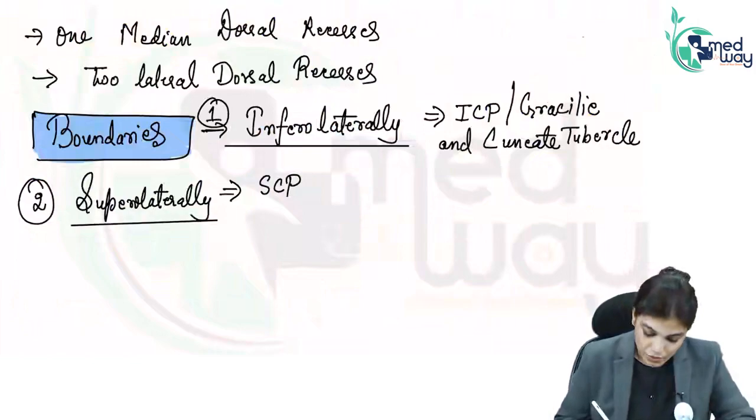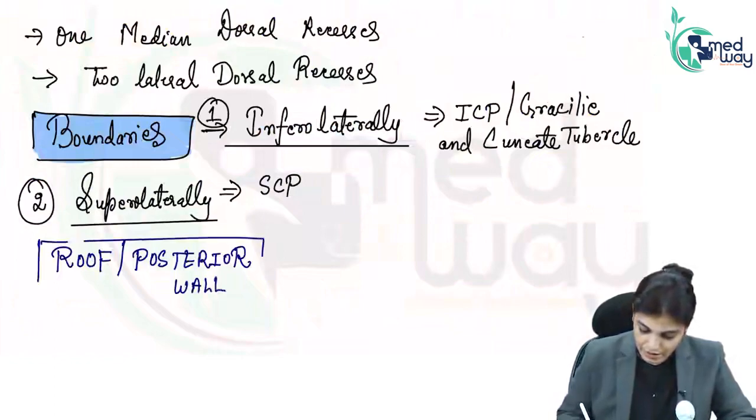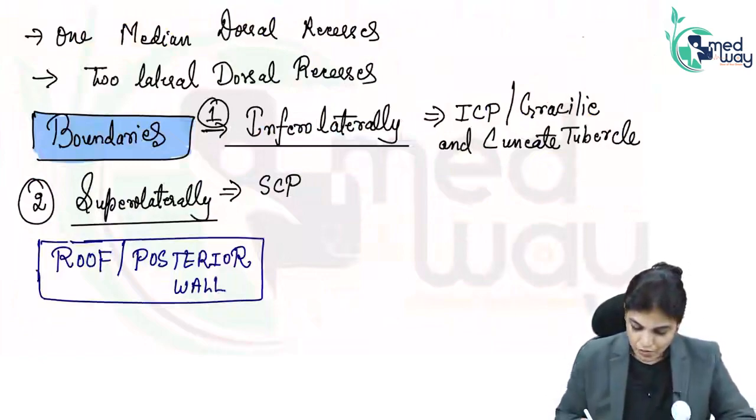And the next thing is that we have to know about the roof and the important structures of the roof. So if we talk about the roof, please write down: the roof, which is also called the posterior wall. The roof is also called the posterior wall of the fourth ventricle.